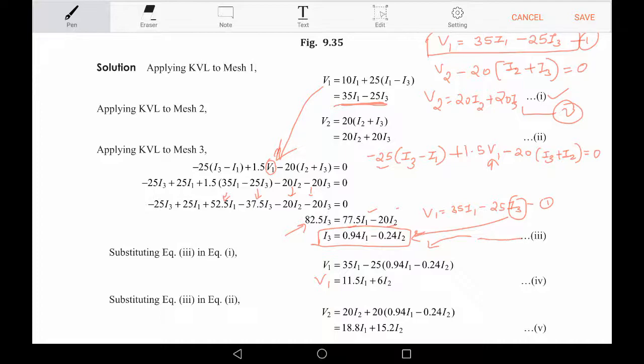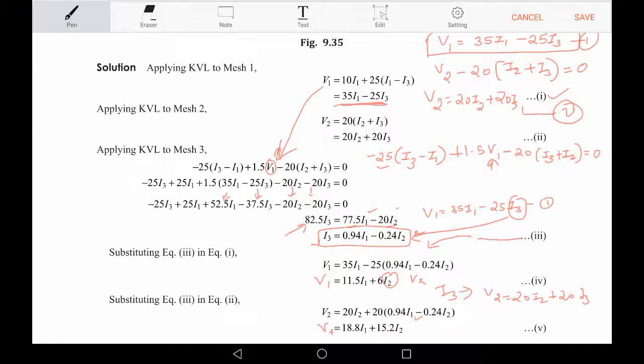11.5 I1 plus 6 I2. Again, V1 is not in terms of V2 and I2. I2 is here but V2 is not available. So what we need to do is substitute the expression for I3 into our equation number 2. We remember equation number 2: V2 is equal to 20 I2 plus 20 I3. Give the same substitution for I3 as before and expand. Now we have V1 in terms of I1 and I2.